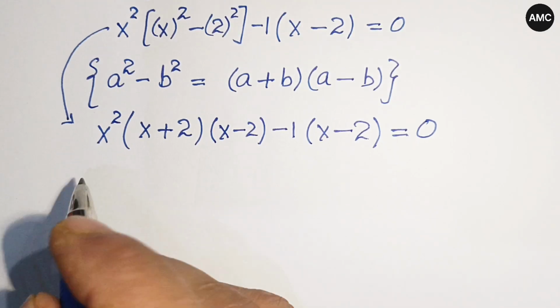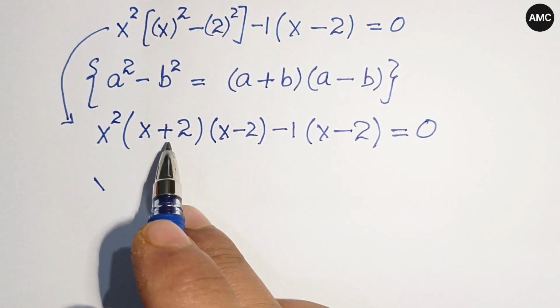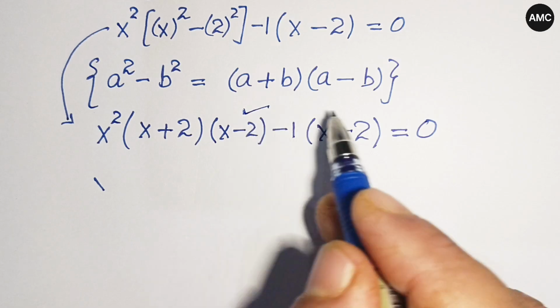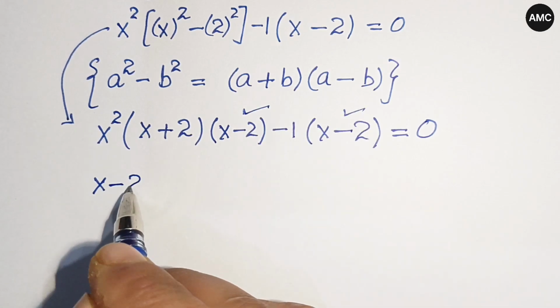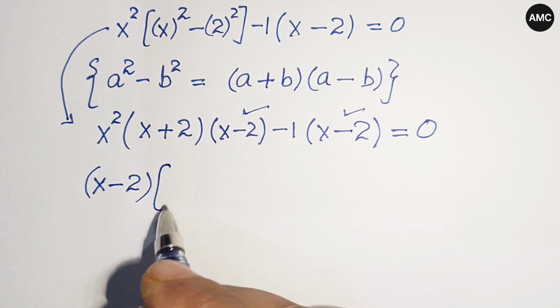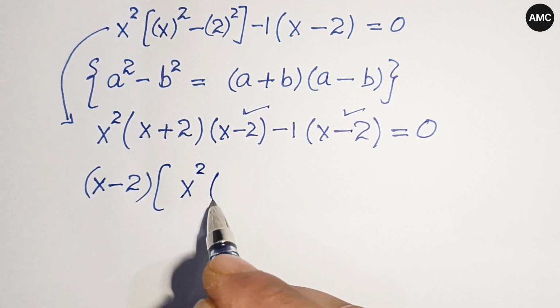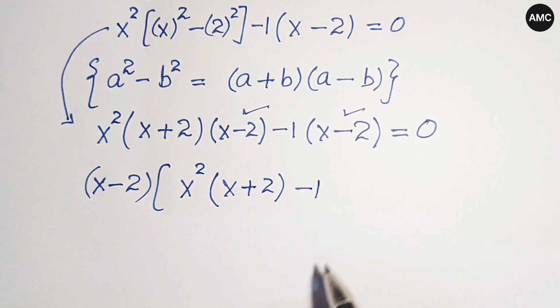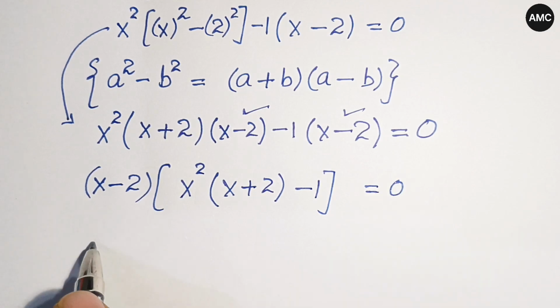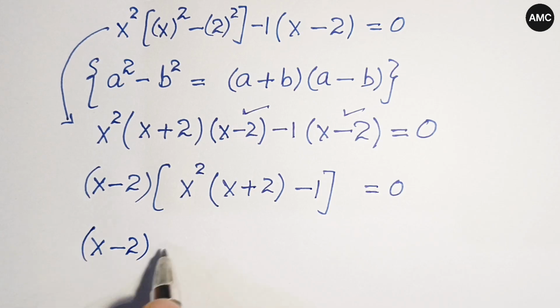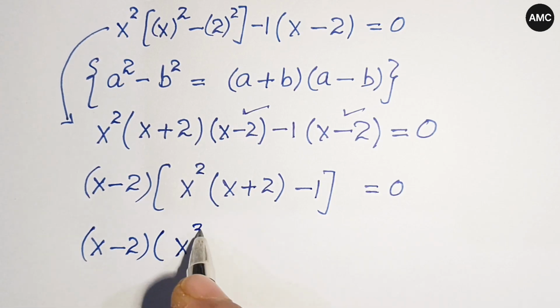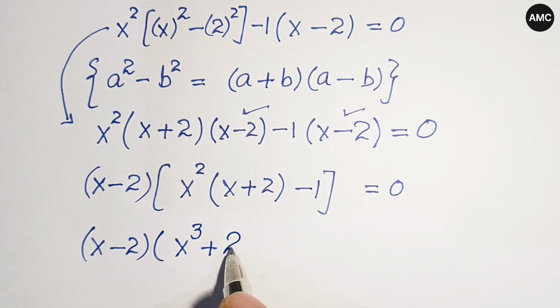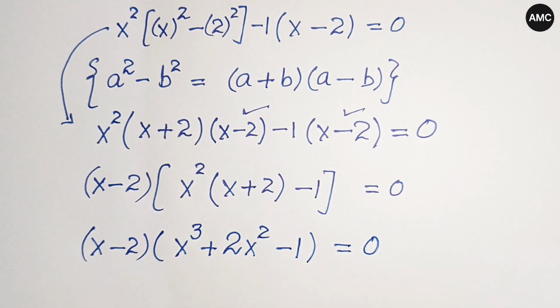Now here in x plus 2 times x minus 2, x minus 2 is a common term. We are going to take x minus 2 common outside the bracket, then here we get x squared times (x plus 2), and here we have minus 1, that is equal to 0. Now x minus 2 times x squared times x is x cubed plus 2 times x squared is 2x squared minus 1 is equal to 0.